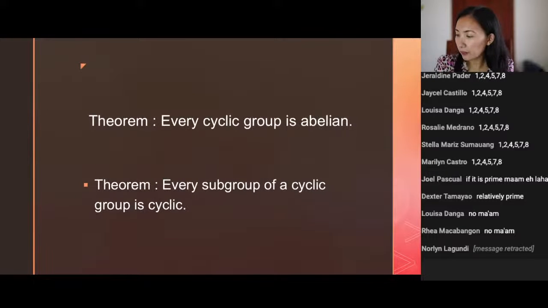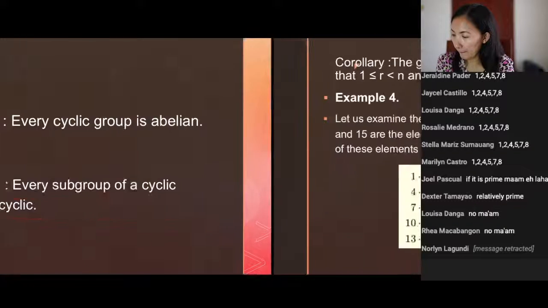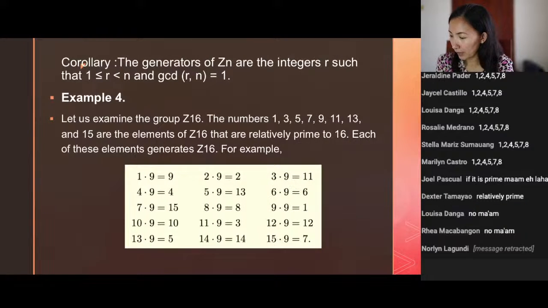Now, every cyclic group is abelian. Okay? Abelian group. Remember abelian? Commutative property holds. Commutativity holds if it is an abelian group. Every subgroup of a cyclic group is cyclic. Okay? Ito na siya. The numbers 1, 3, 5, 7, okay, are relatively prime to 16. So these are the generators. As fast as we could na.